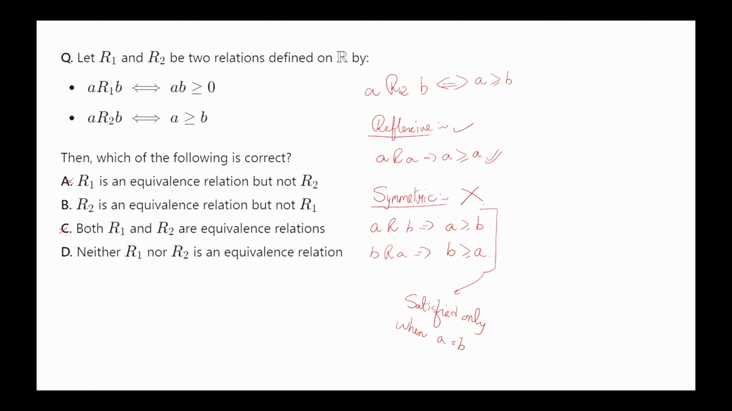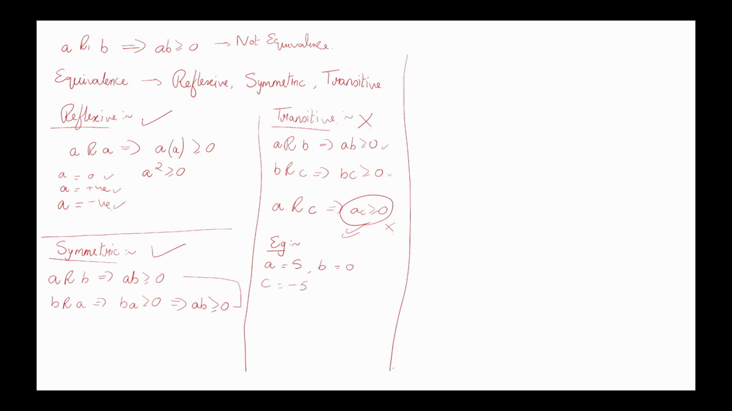That means now we do not need to check for transitive. Since we know it is not symmetric, it is not going to be an equivalence relation. So what do we get? Neither R1 nor R2 is an equivalence relation. I hope you have gotten a gist of how you are supposed to solve questions related to reflexive, symmetric and transitive relations. Let's look at one more question.